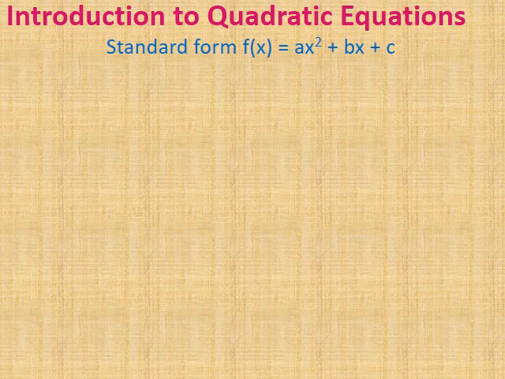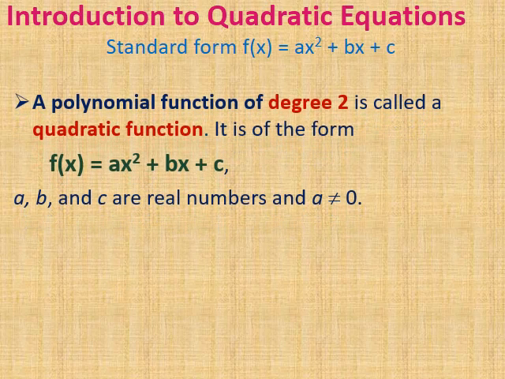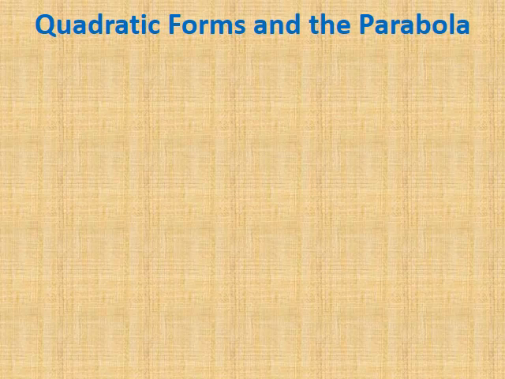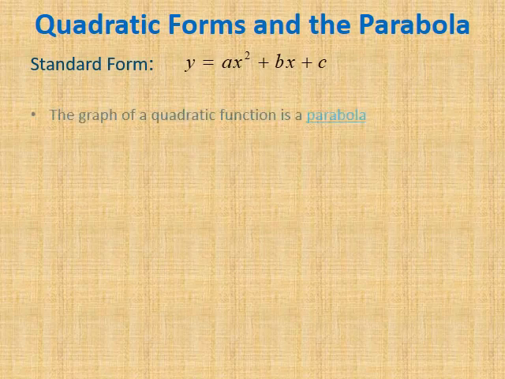The equation is written in the form ax squared plus bx plus c, such that a, b, c belong to R and a not equal to 0. Finally, I can say that the function is ax squared plus bx plus c equals 0. If we graph the quadratic function, we get a parabola, or a U shape.